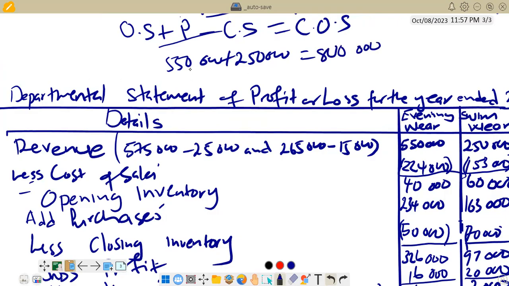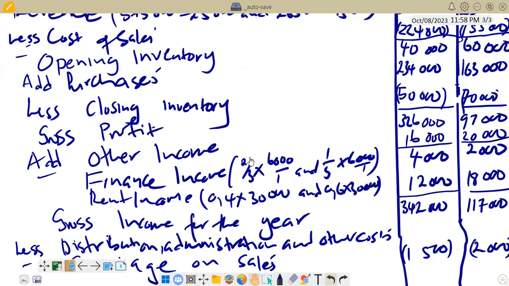So for evening wear, we have 550. So you are going to say 550,000 over 800,000. Then we multiply by the figure that we are supposed to apportion, which is 40,000. So we multiply by 40,000 over 1. Then we do the same thing for swimwear. Now we are saying 250,000 over 800,000 times 40,000. So we go there to show that we put that working in brackets.